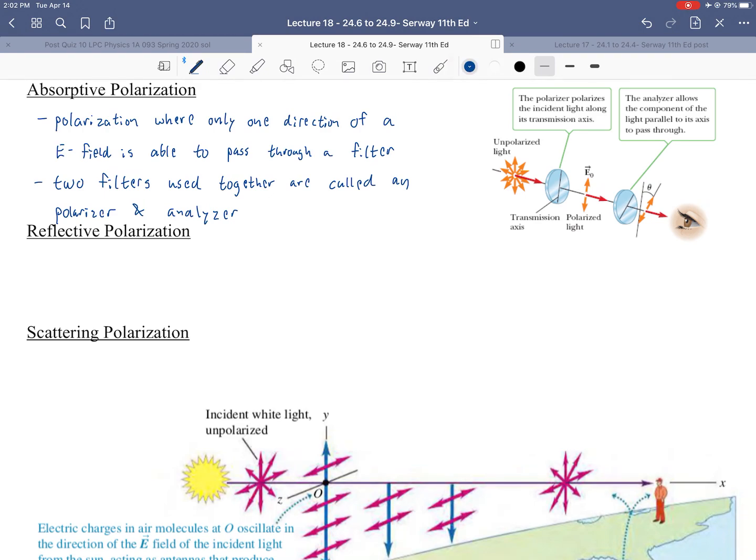Okay, so the next type of polarization is reflective polarization. Okay, and so this is polarization where certain angles of reflection transform unpolarized light into polarized light.